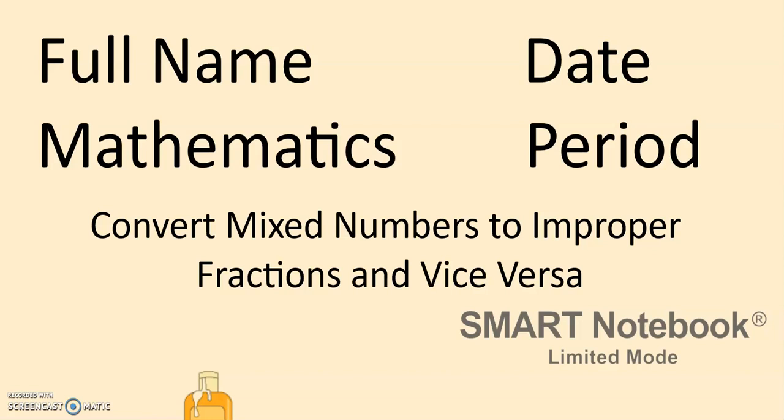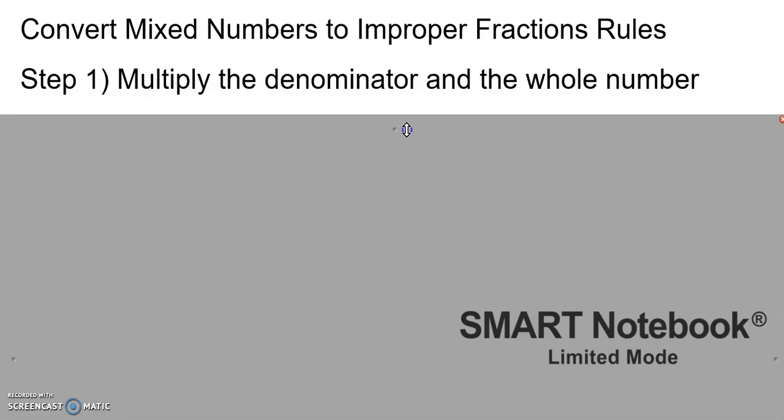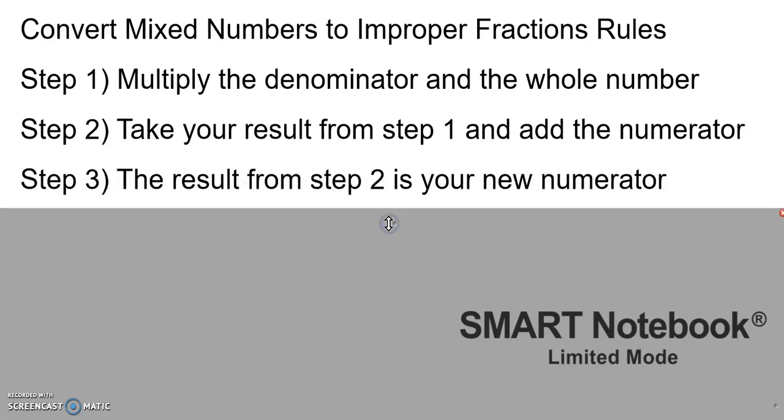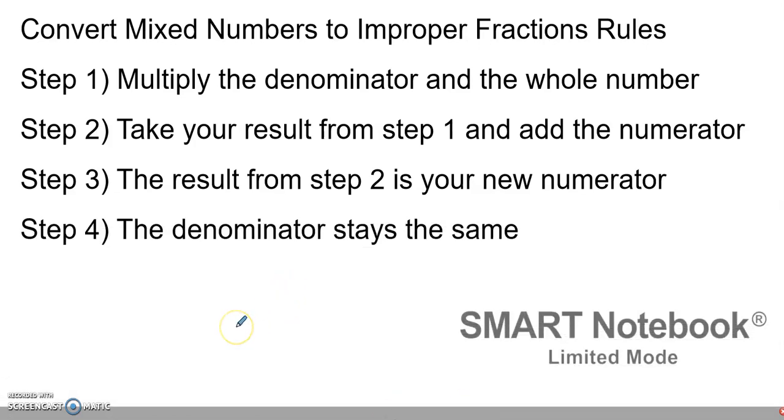To do that, there is a separate process that we have to do, and there's a set of rules. So here we have our rules. The very first step in converting mixed numbers to improper fractions is multiplying the denominator and the whole number together. Once we get that result, we take it and add what is in our numerator. The result of this is going to be our new numerator, and our denominator stays the same. So I want you to pause this video now and write our rules on how to convert mixed numbers to improper fractions.